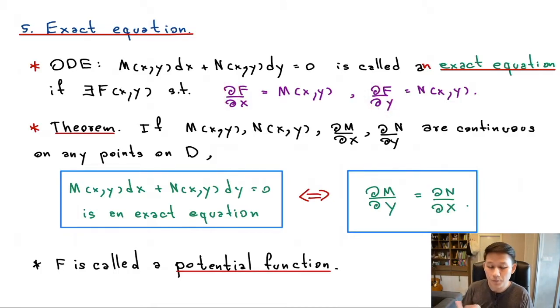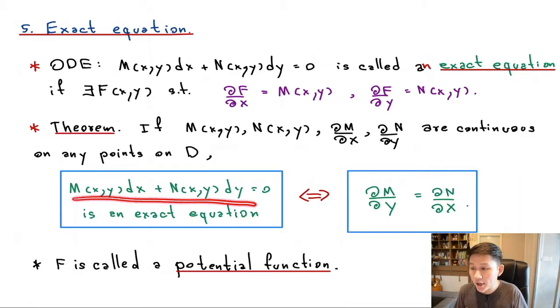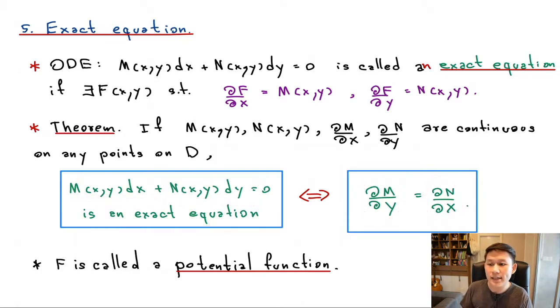Okay, so the theorem. For the theorem, they say that if M and N and dM by dy, dN by dx are continuous on any points on D, which is a rectangle, this equation is an exact equation if and only if dM by dy equals dN by dx.